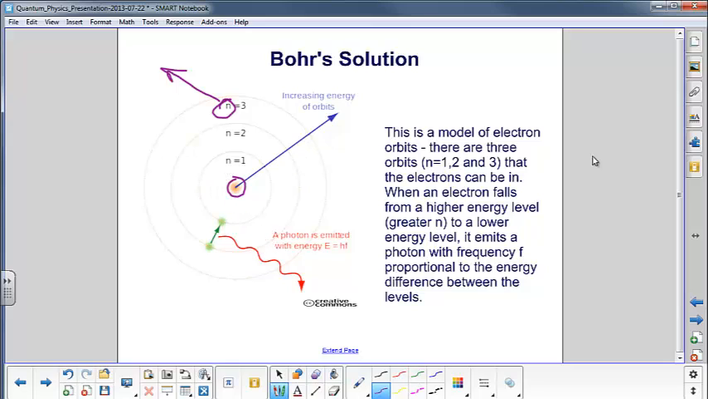And notice, electrons can only be in the orbits. There can be no electrons, for example, right here. Not allowed. It has to be in one of these orbits. If an electron drops from n equals 3, which is a higher energy orbit, down to n equals 2, it will release a photon. And that photon will have energy E equals hf, the same equation we've been using for the past several chapters. And that energy is equal to the energy difference between the two levels.